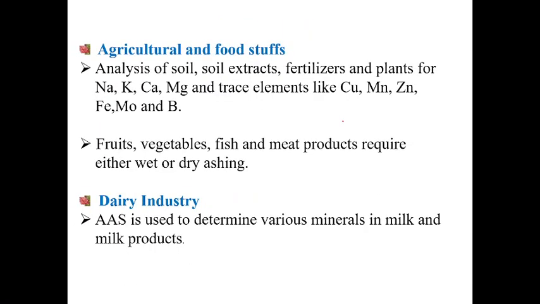Application in agriculture and foodstuffs: analysis of soil extracts, fertilizer, and plants for sodium, potassium, calcium, magnesium, and trace elements like copper, manganese, zinc, iron, molybdenum, boron. Fruits, vegetables, fish, and meat products require either wet or dry ashing. In the dairy industry, again we know that AAS is used to determine various minerals. I told you that AAS can be used to determine any element in the periodic table and in any type of sample. That is the power of AAS, and that is the level to which AAS has reached.